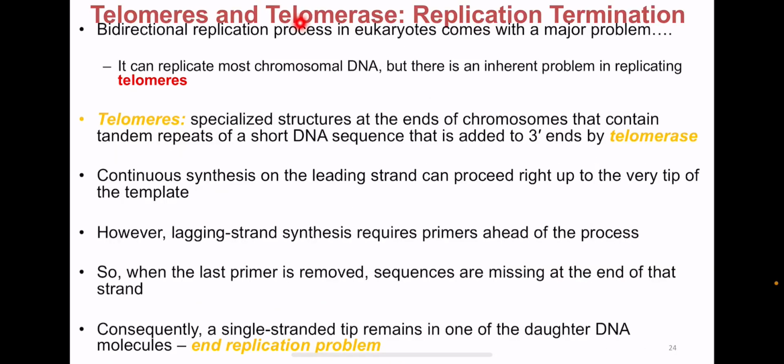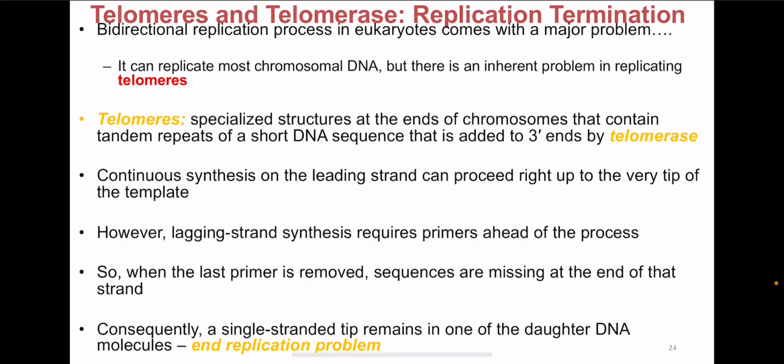Now let's talk about telomeres and telomerases. Telomerases are the enzymes or proteins that make these telomeres. Telomeres are end structures. They are like sequences, but these are not coding sequences. They are mostly found at the tips, the terminals of DNA molecules.